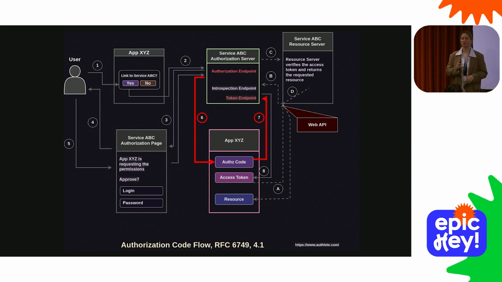Therefore, on our server, we need to hold a certain list of allowed addresses where it would be valid to return the OAuth code and OAuth token.